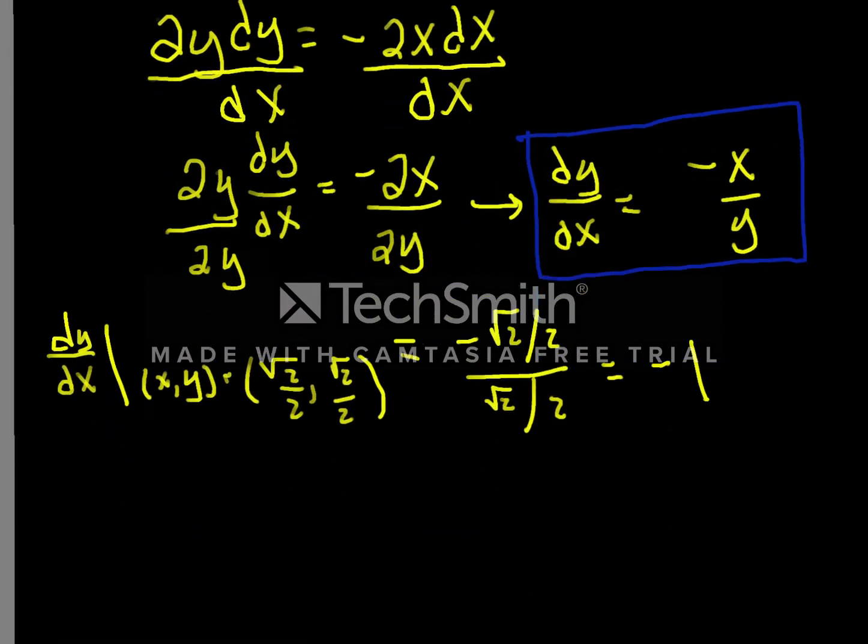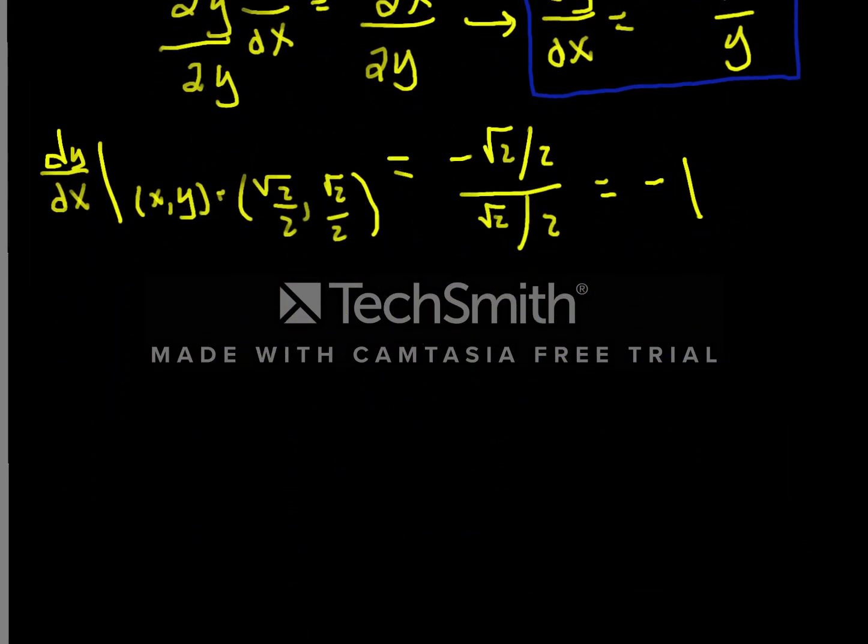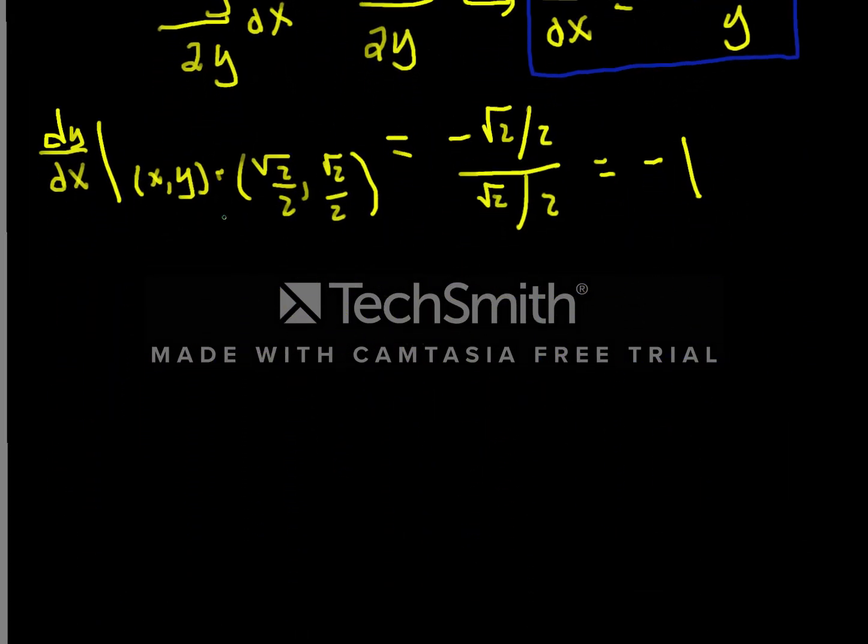And then finally our equation of the tangent line, since that's what we were looking for, will be y minus our y-coordinate, which is root 2 over 2, is equal to negative 1 times x minus root 2 over 2. That's the equation of our tangent line at the point root 2 over 2, root 2 over 2.